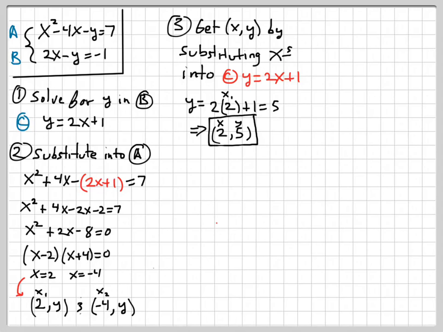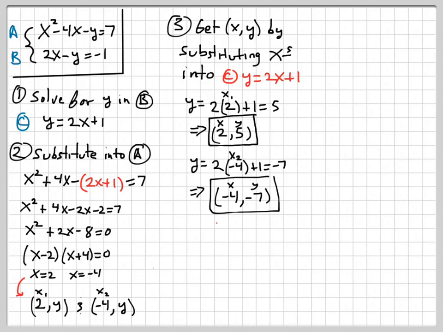So by substituting first the first x value, 2, into equation C, I get that y is equal to 5. So one of the solutions to the main problem is going to be 2 comma 5. I repeat the process with the other x, x equals negative 4. I plug it into equation C and I simplify, and I get the answer for y to be negative 7. So my other answer is x equals negative 4 comma y equals negative 7.